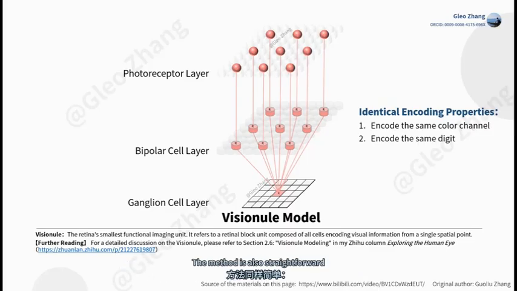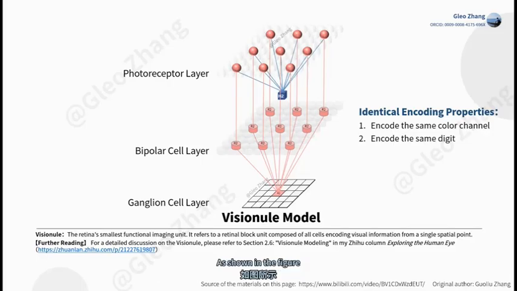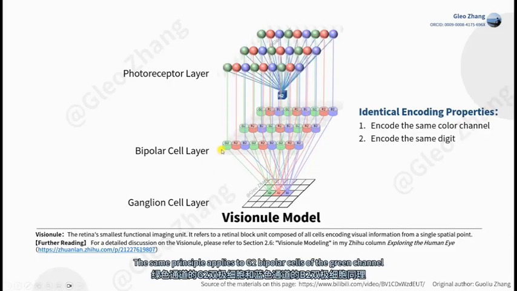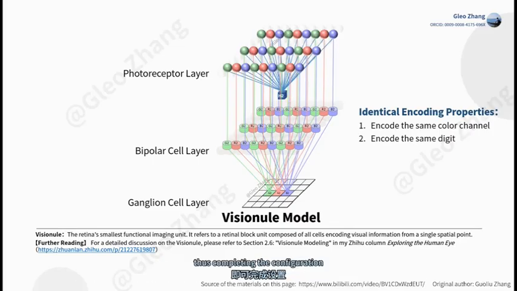For example, how can we make the 9 bipolar cells in the diagram all encode digit 2? The method is also straightforward. We just need to assign one H2 horizontal cell to the vision neuron and have all 9 bipolar cells be regulated by still one circle modulation, as shown in the figure. The same principle applies to G2 bipolar cells of the green channel and B2 bipolar cells of the blue channel. We simply need to have them receive input from the green cone cells and blue cone cells respectively, while also being regulated by the H2 horizontal cell, thus completing the configuration.